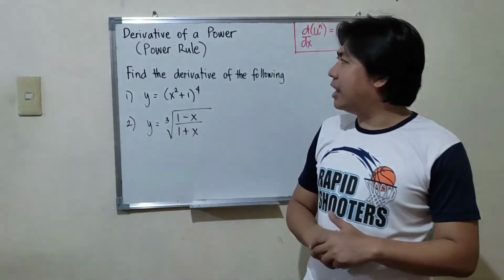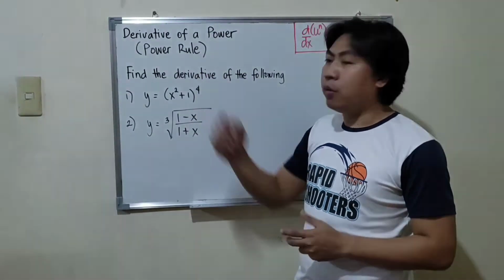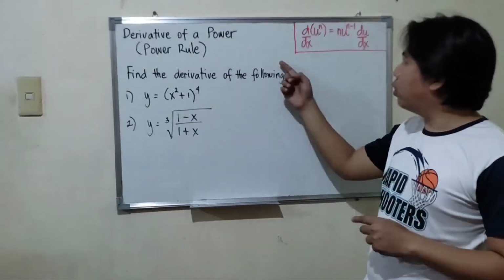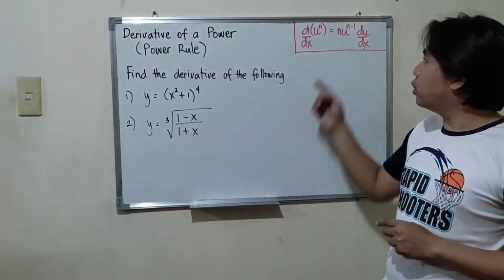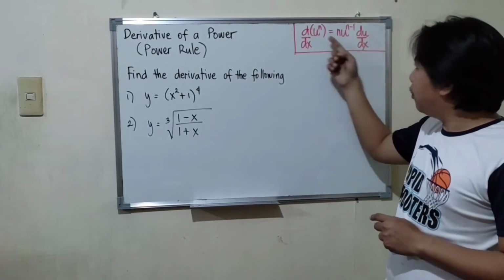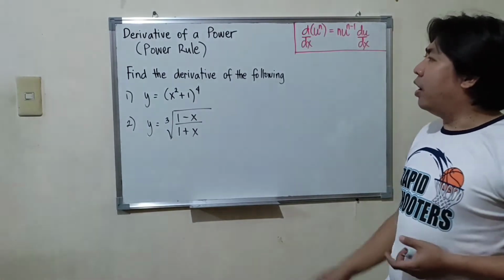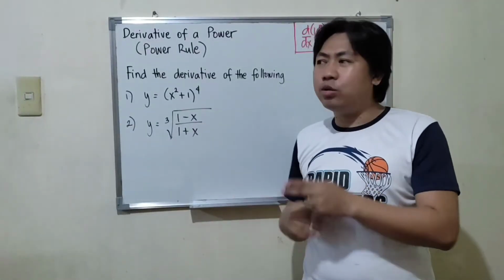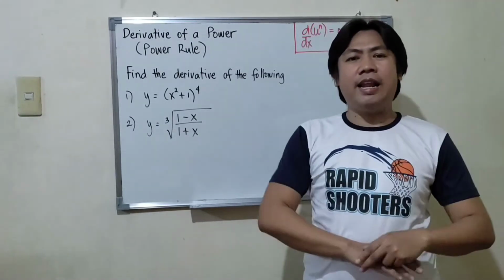Okay, so ang lesson natin for today is derivative of a power or power rule. So the formula for power rule is derivative of u to the n with respect to x is equal to n times u to the n minus 1 times derivative of u with respect to x. So, u is our base. Okay, so na-discuss na natin ito dun sa mga nauna pang video. So, parang additional example na lang ito.